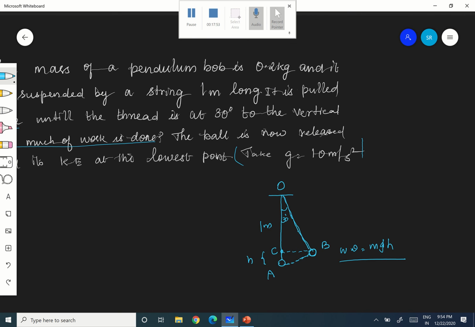For that, we need to find H. For finding H only, all these factors are given. OA is equal to 1 meter and the angle is 30 degrees. What we want is AC, because height is equal to AC. The height is nothing but OA minus OC, that is AC. OA minus OC is equal to AC.